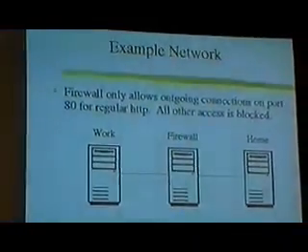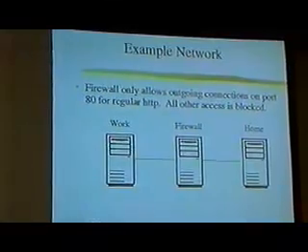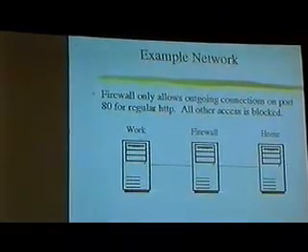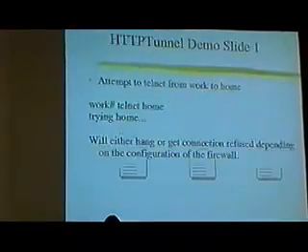This is an example network. We've just got the firewall only allowing outgoing connections on port 80 for regular HTTP. All other access is blocked. An example being 23 for telnet is blocked, and 21, all the standard ports. That's the only way you can get out.